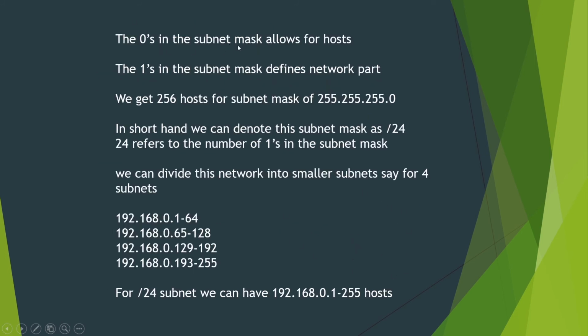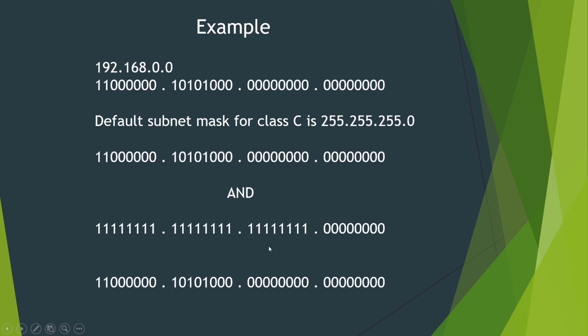The zeros in the subnet mask are for hosts. That means we can change these zeros and put some values, and we get the host IP addresses. We can assign those IP addresses to the devices on our home network. The ones in the subnet mask define the network part. We have already seen that we get 256 hosts for this class C subnet mask, right? In shorthand, we can denote this subnet mask as /24. /24 refers to the number of ones in the subnet mask. There are 24 ones, and we call it /24.